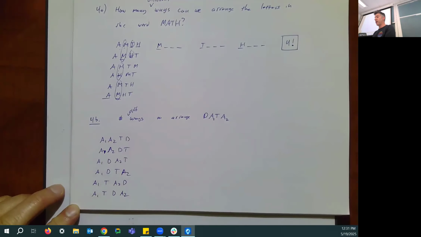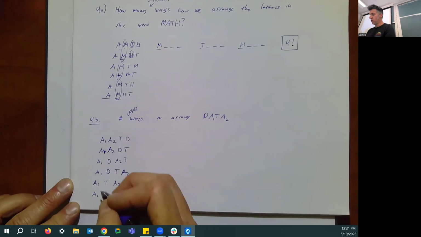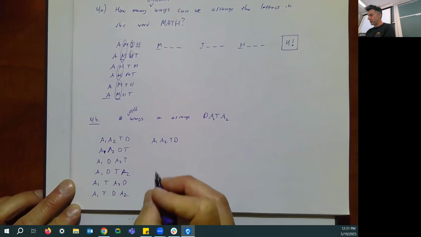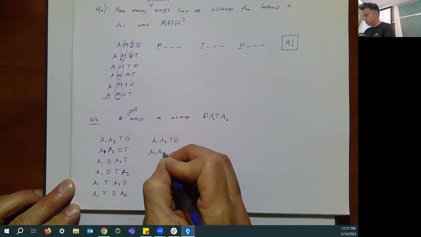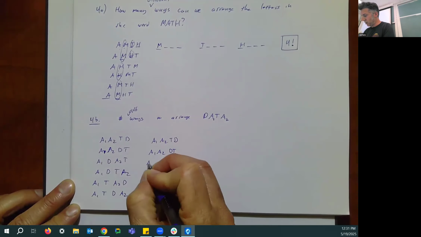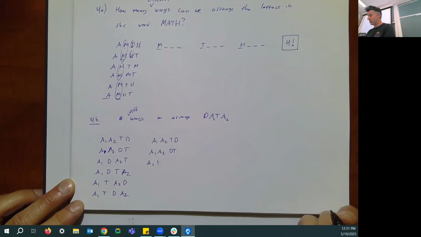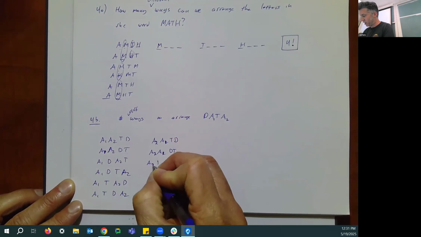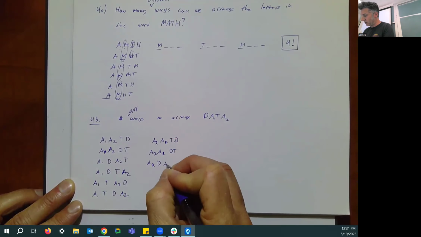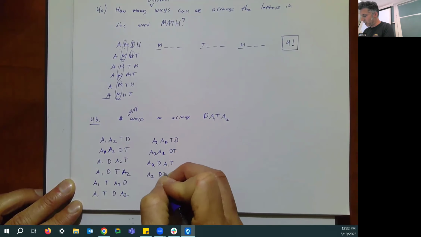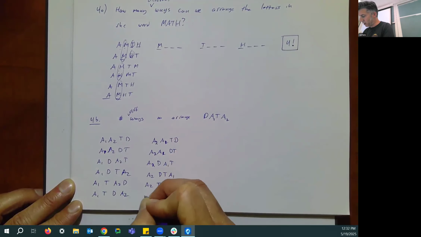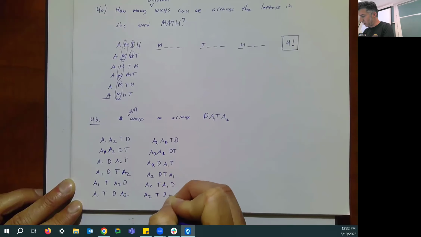I want to point out for the next one I do, they're all going to be the same, meaning I'm going to put A2 instead of A1. So I'm going to do A2, A1, TD, and the same for these: A2, A1, DT. Apologies, A2 is first, not A1. A2, D, A1, T, A2, D, T, A1, A2, T, A1, D, A2, T, D, A1.